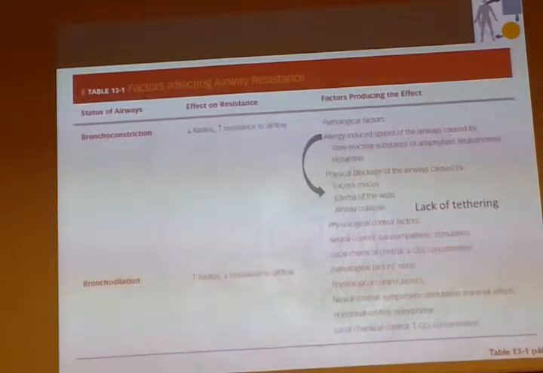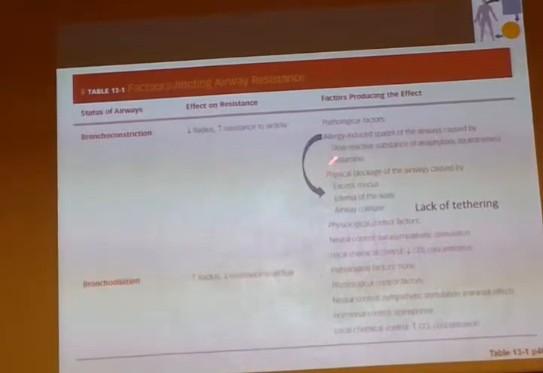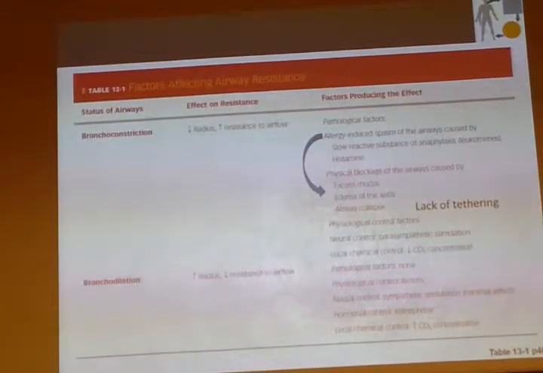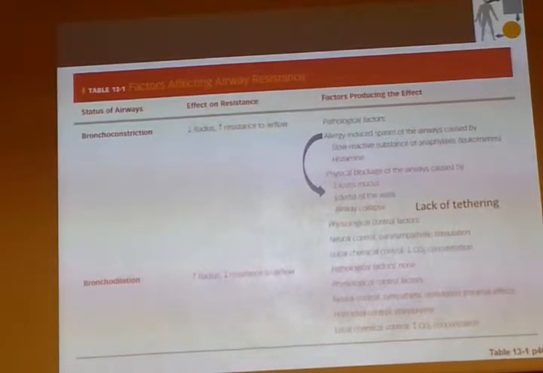bronchoconstriction: we've got our slow reactive substance of anaphylaxis, several chemicals released by cells that are called leukotrienes, and then also histamine, which is not a leukotriene, but is also going to stimulate the constriction of smooth muscle. So anything that you're allergic to will increase this SRS-A, slow reactive substance of anaphylaxis, and histamine released from your mast cells and basophils.